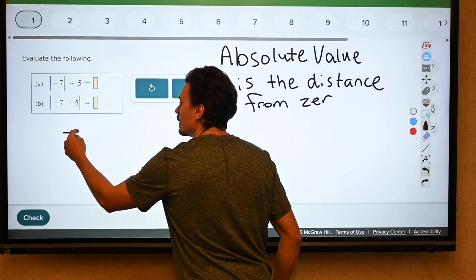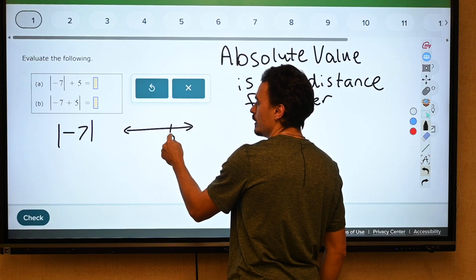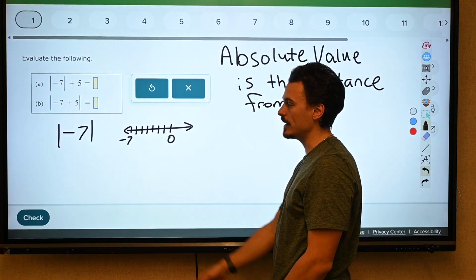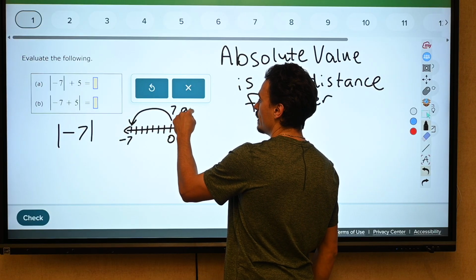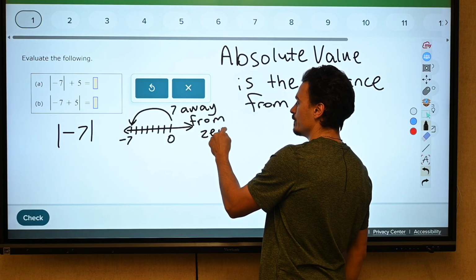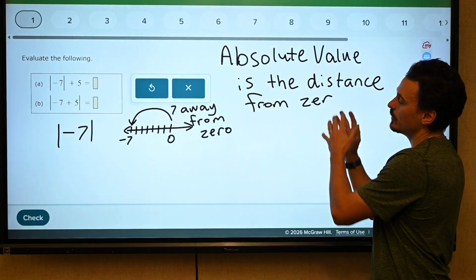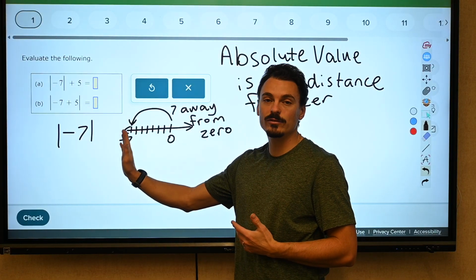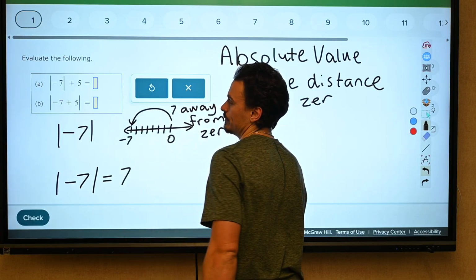So right here, if we have -7, we take the absolute value of that. 0 would be here. Let me do 1, 2, 3, 4, 5, 6, 7. There's -7. And -7 is 7 away from 0. I know I'm going fast because we did this in class, but I just want you to know absolute value is the distance from 0. So if I'm taking the absolute value of -7, that means I'm going 7 away from 0. So the absolute value of -7 is equal to 7.